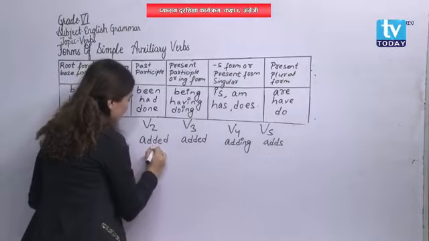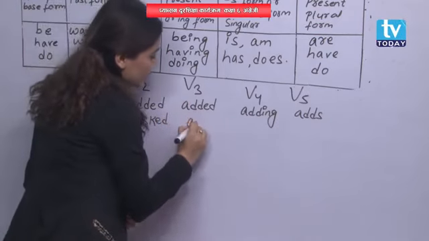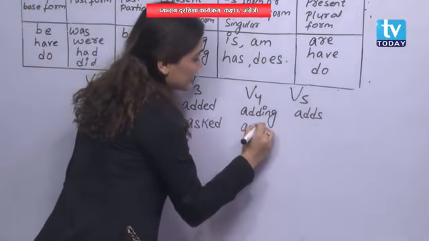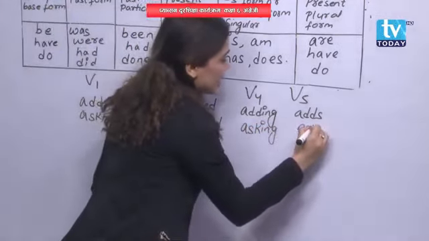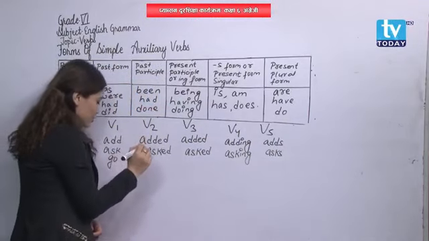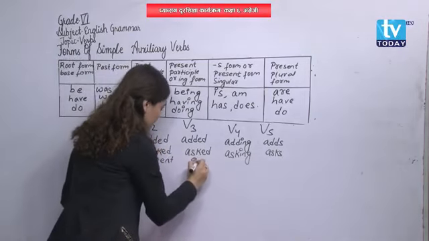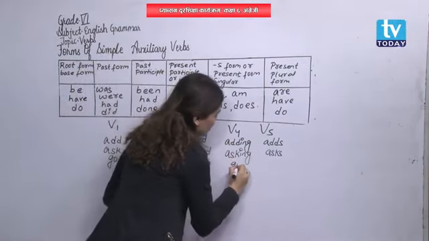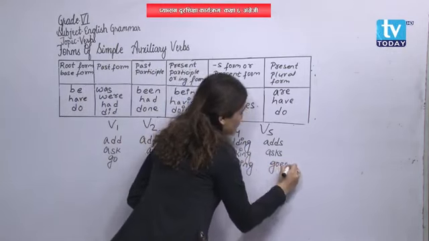Another one, ask. V2, asked. V3, asked. V4, asking. V5, asks. Another one, V1, go. V2, went. V3, gone, G-O-N-E. V4, going, G-O-I-N-G. V5, G-O-E-S, goes.